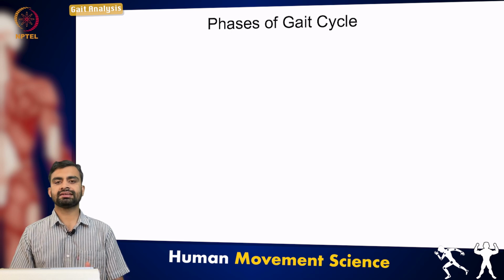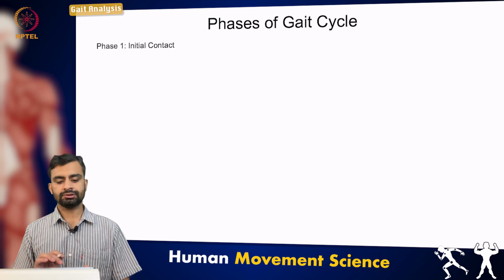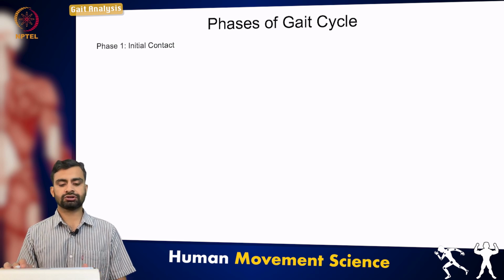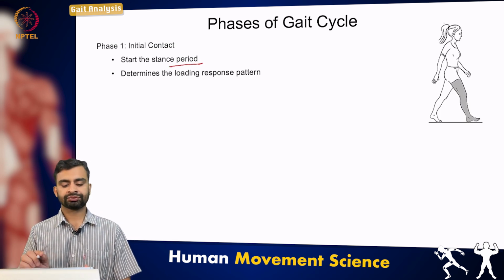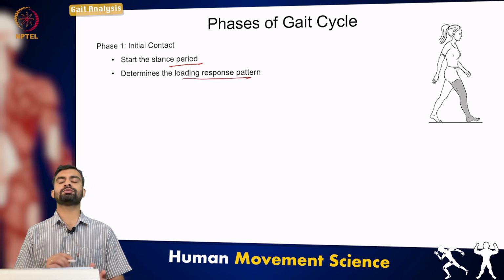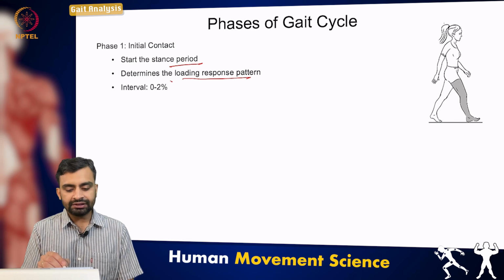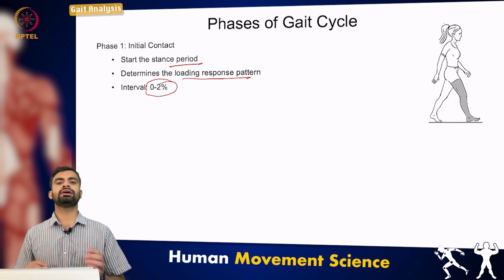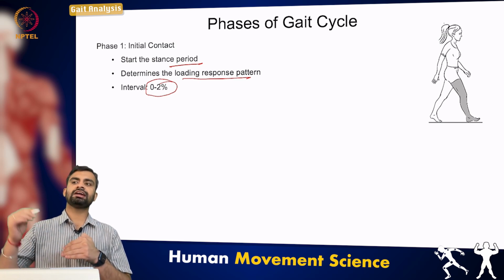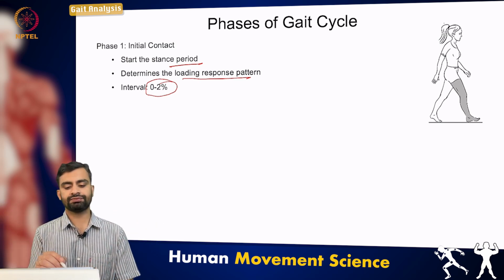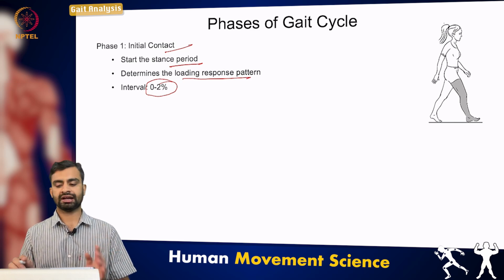Now let's look at the different phases of the gait cycle. The first phase is known as initial contact. It starts the stance period and it determines the loading response pattern of the body. It happens during the interval of 0 to 2% of the total gait cycle. If we normalize heel strike to heel strike as 100%, the first 0 to 2% represents the initial contact.